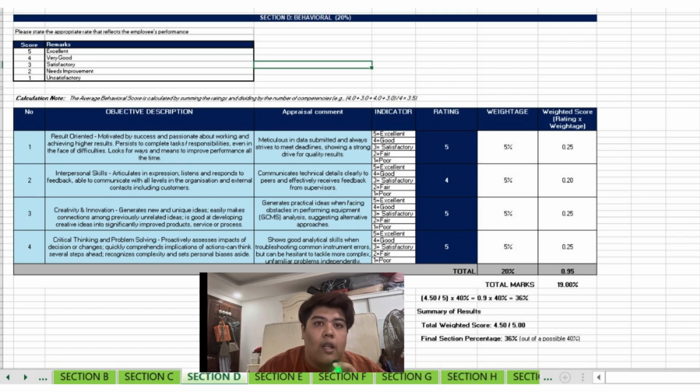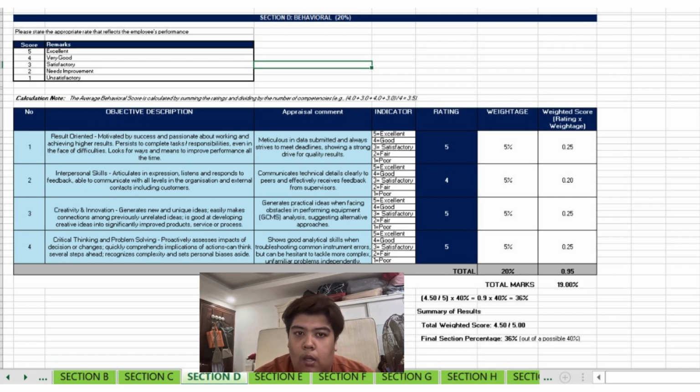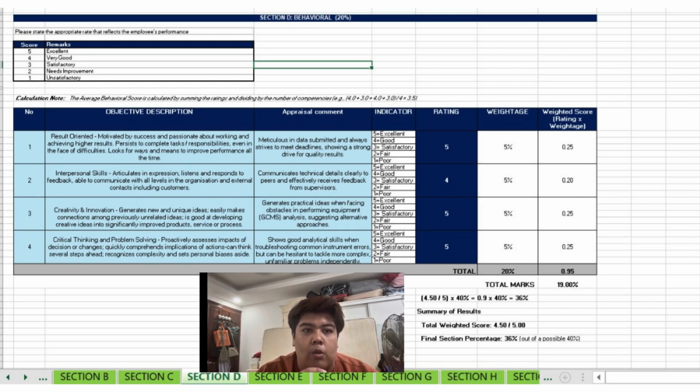There are 5 scoring indicators, which are excellent, very good, satisfactory, needs improvement, and unsatisfactory. So how to calculate the score? Step 1. Calculate the average rating. 5 plus 4 plus 5 plus 5 equals 19. Step 2. Apply the weightage, which is 19 divided by 20 times 20% equals 19%. Final Section D score is 19% out of 20%.